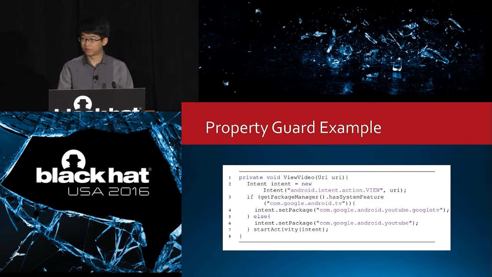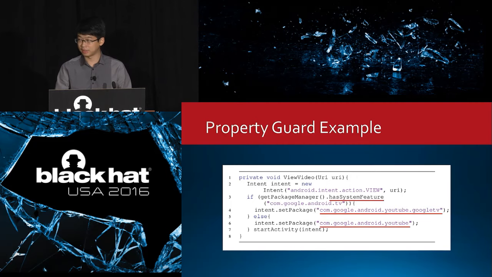Here's an example of a property guard. It checks if the device supports TV before invoking a special service, Google TV. Otherwise, it invokes YouTube instead. During customization, if the vendor ensures that the property is enabled and Google TV is installed, it is safe.